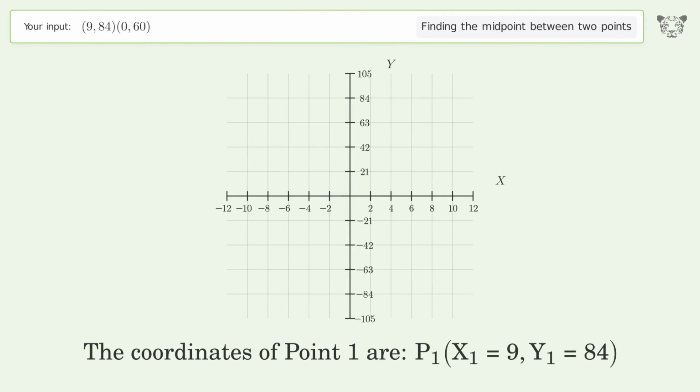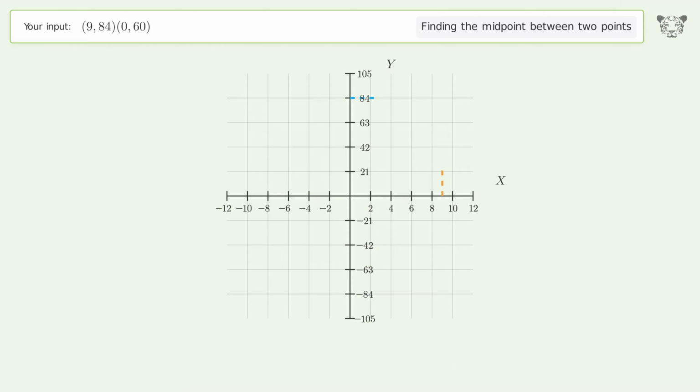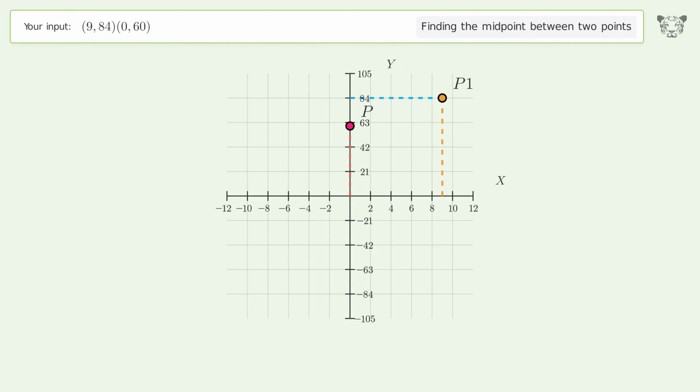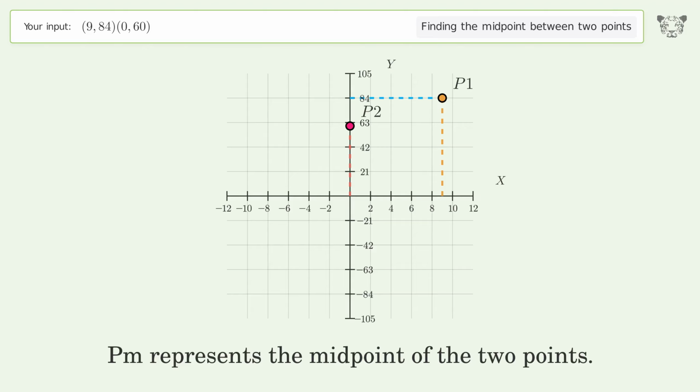The coordinates of point 1 are x1 equals 9, y1 equals 84. The coordinates of point 2 are x2 equals 0, y2 equals 60. PM represents the midpoint of the 2 points.